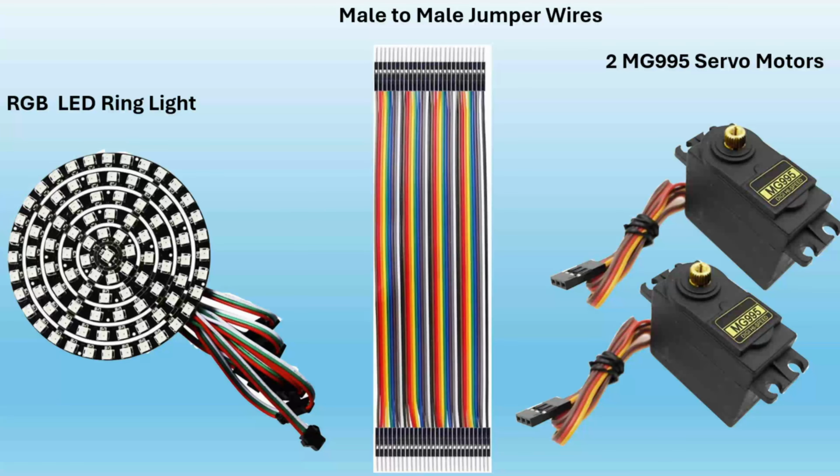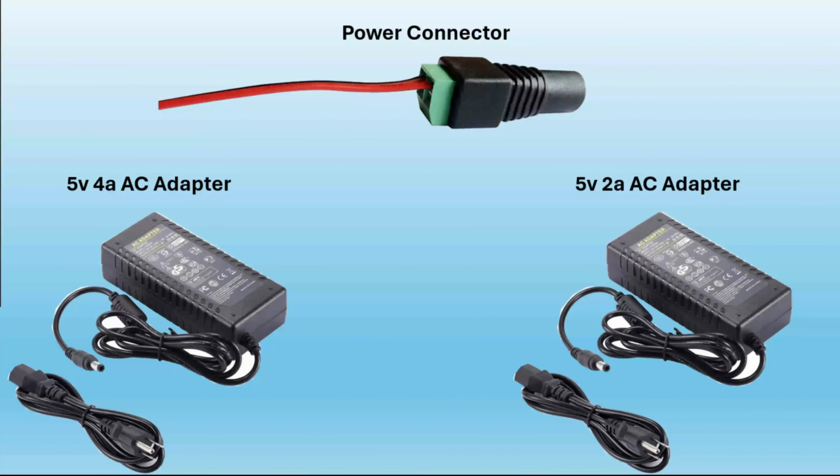These do come apart, and I'll be using the outer ring. I'll be using male-to-male jumper wires and 2 MG995 servo motors. Power for the servo motors will come from the 5-volt 4-amp AC adapter. Power for the LEDs will come from the 5-volt 2-amp AC adapter. And both of those adapters will have a power connector on the end.